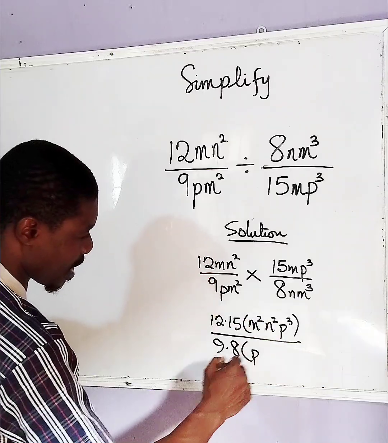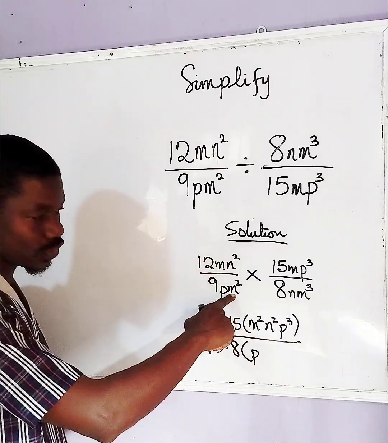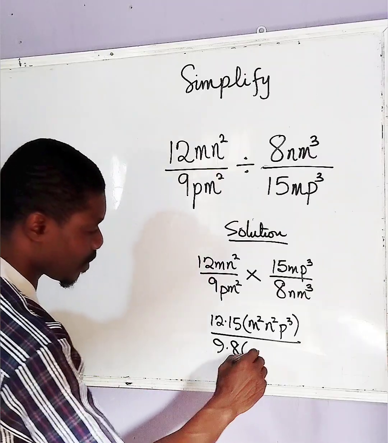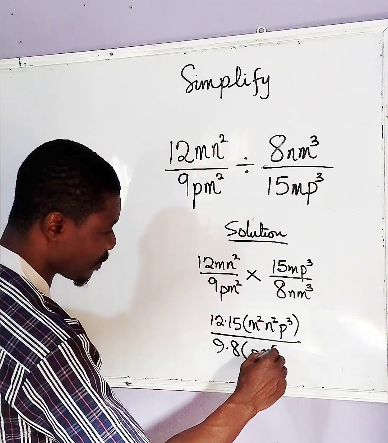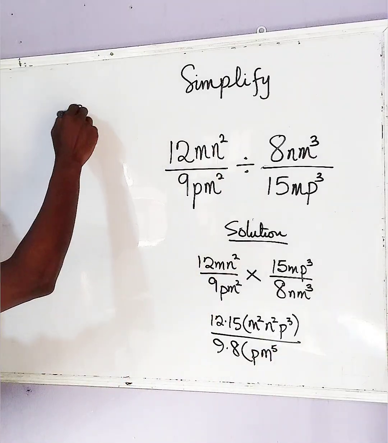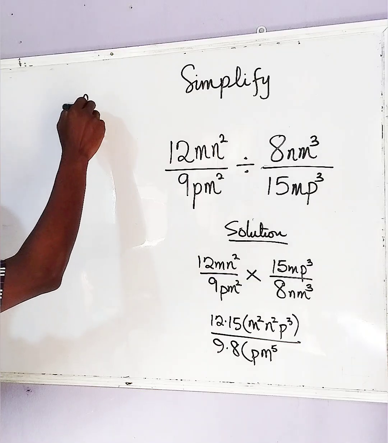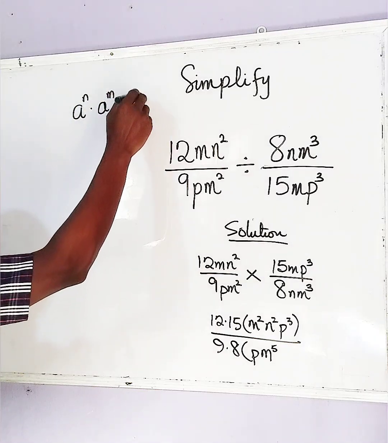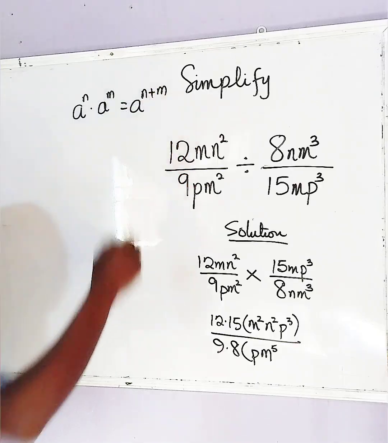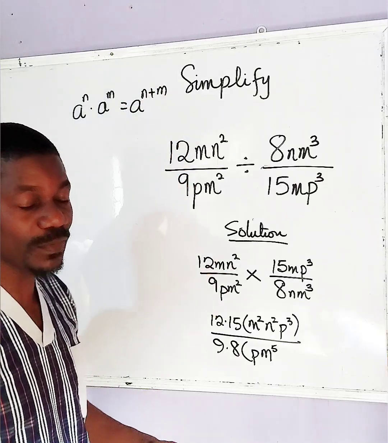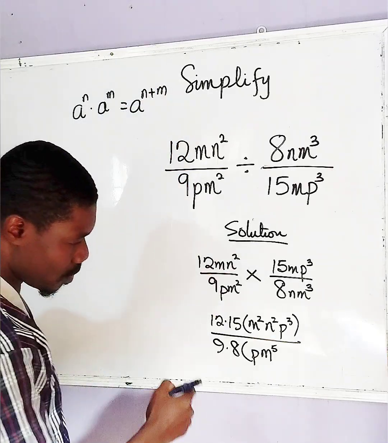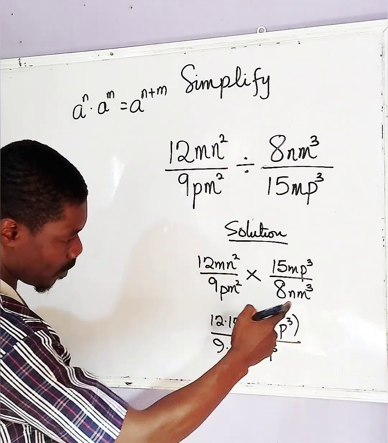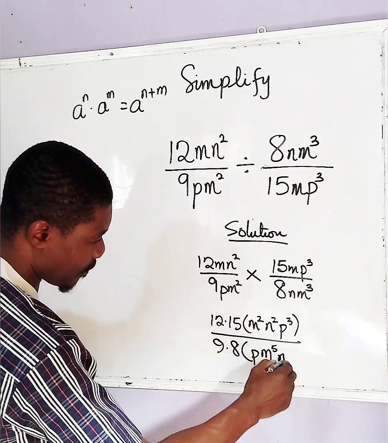We have p left here. Then m raised to 2 times m raised to 3, and that will give us m raised to 5. And that's because when you have a raised to n times a raised to m, this gives us a raised to n plus m. And this is the exponent rule. So what else are we left with here? We have n.